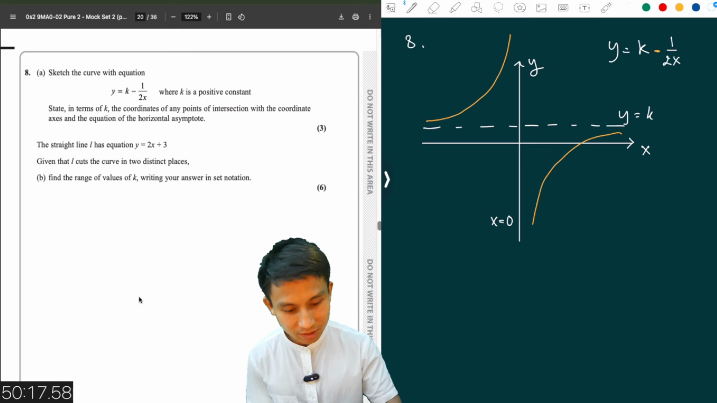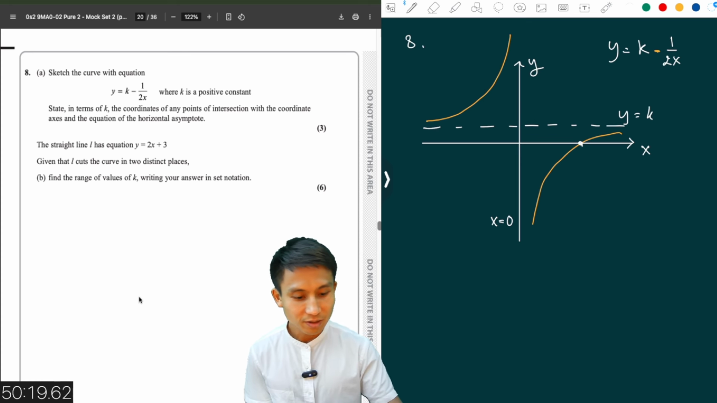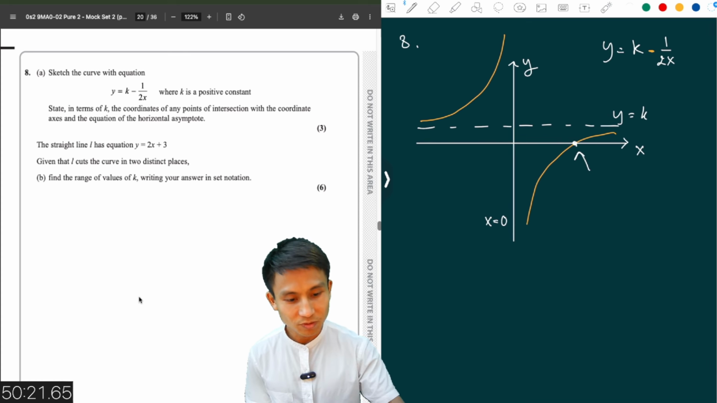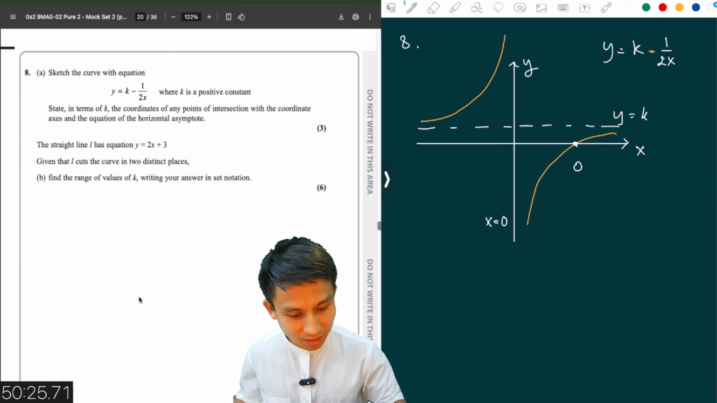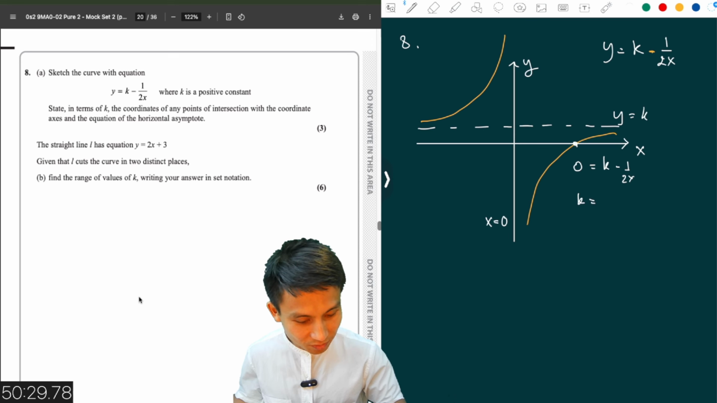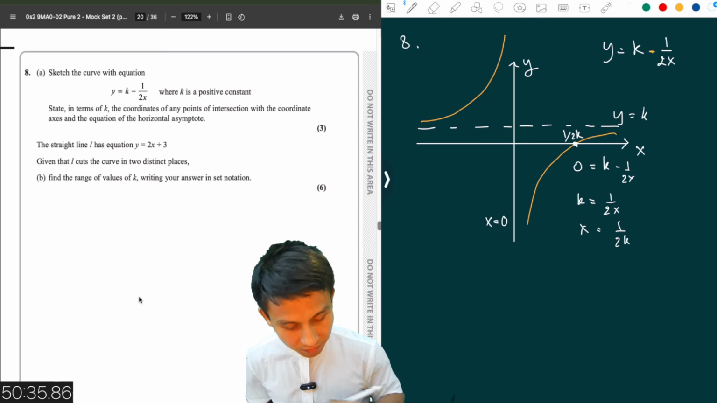Now let's find this. How do we work this out? Well, that is when y equals 0. So that was just the work I did before. Just doing that, k equals 1 over 2x. So x equals 1 over 2k. So that's 1 over 2k there.